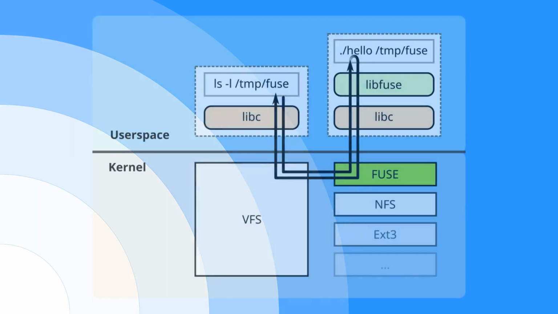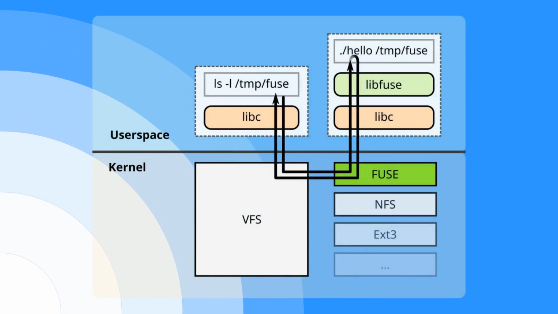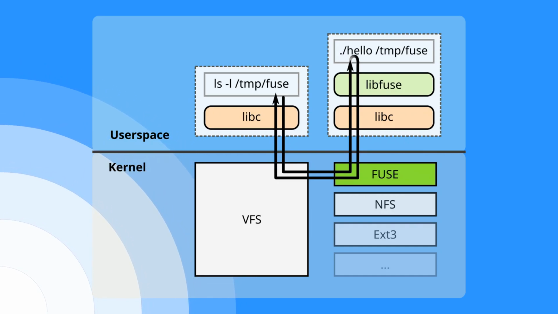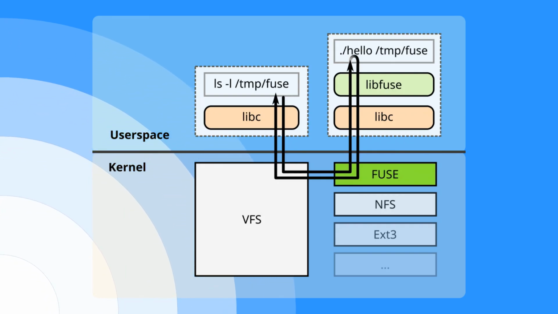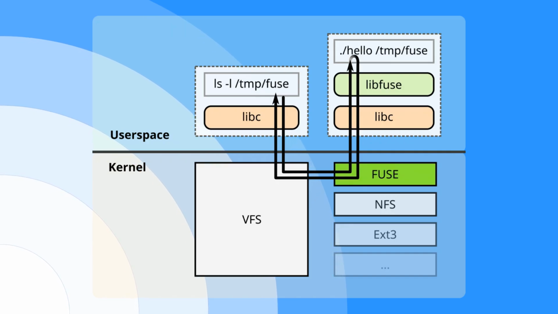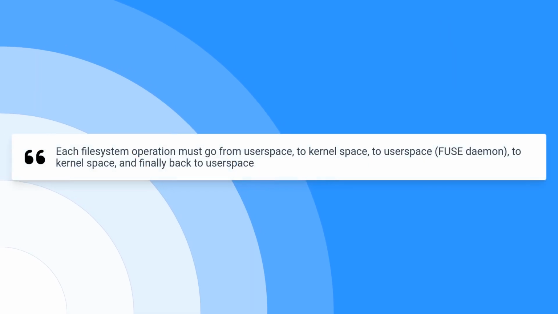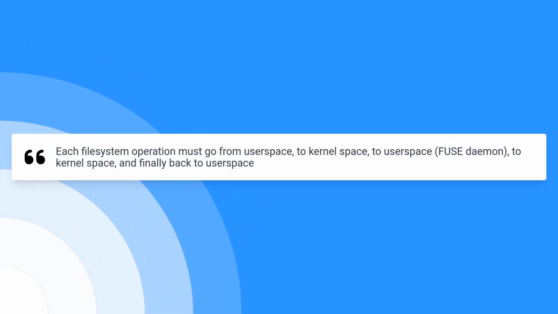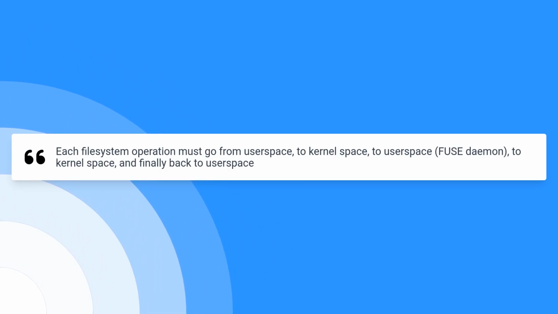For ML images, this does not work so well, since they immediately need large amounts of data for setup when loading in the model. This is much slower than the traditional image pull and start, due to the number of hops required to get the data. Each file system operation must go from user space to kernel space to user space, FUSE daemon, to kernel space, and finally back to user space.